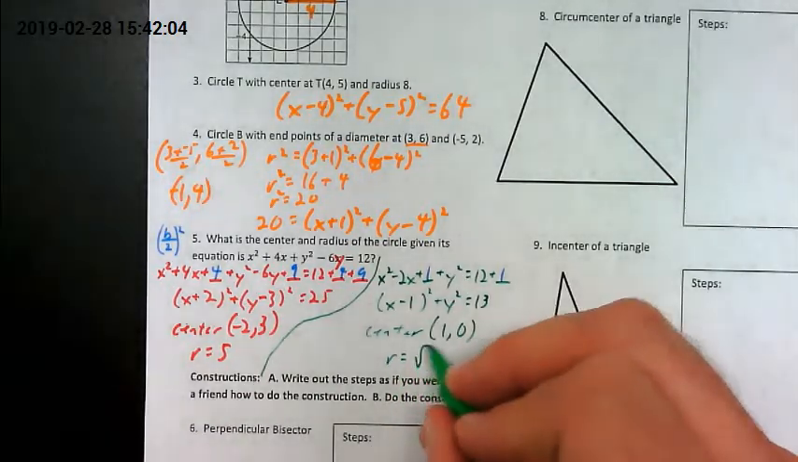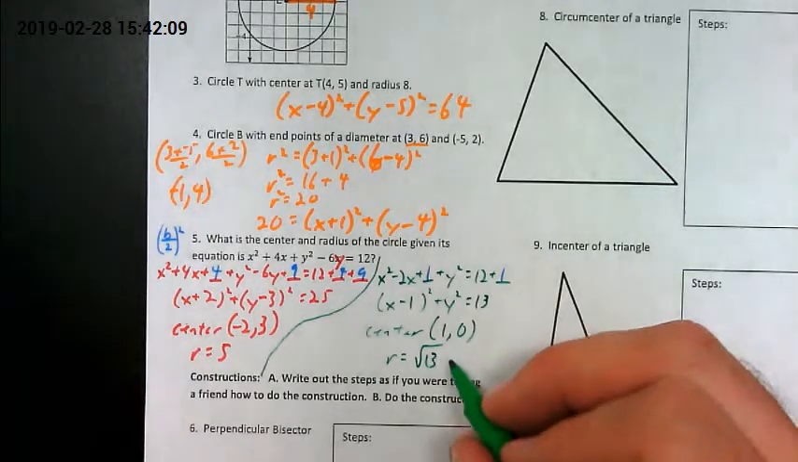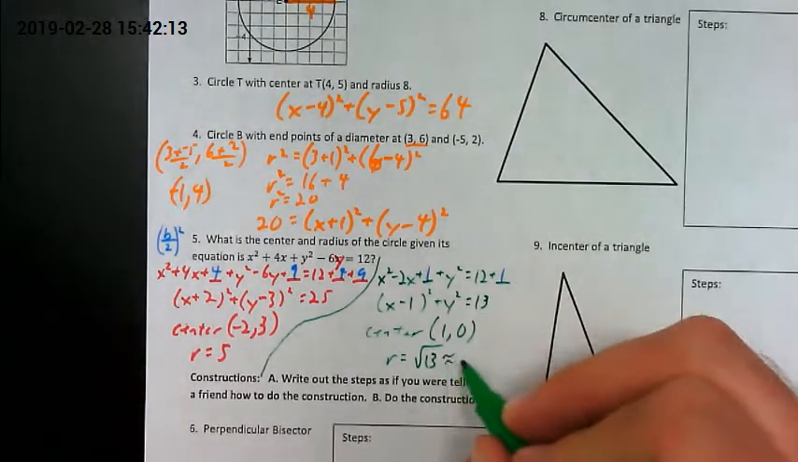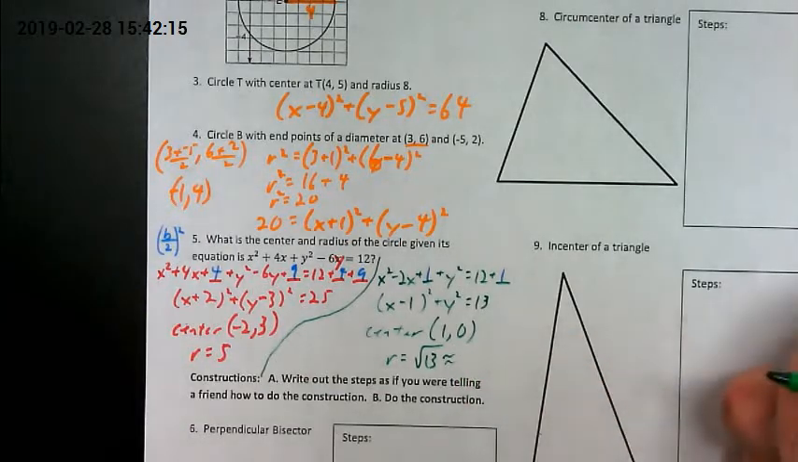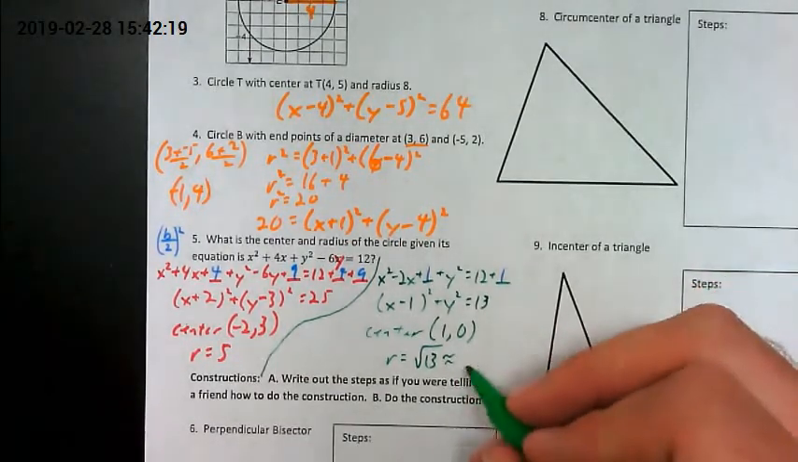Well, you can't take the square root of 13 exactly, so you could either leave it as the square root of 13, or if you wanted to change it to a decimal, I'm not sure of the exact decimal there, but it would be like 3 point something, approximately 3.